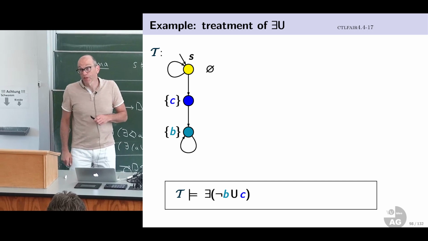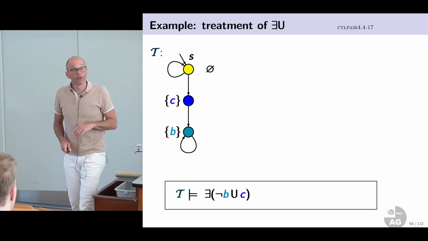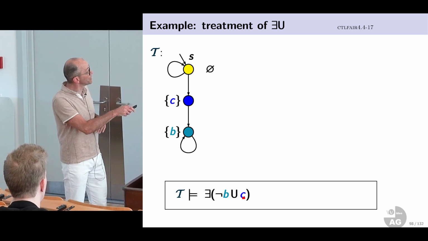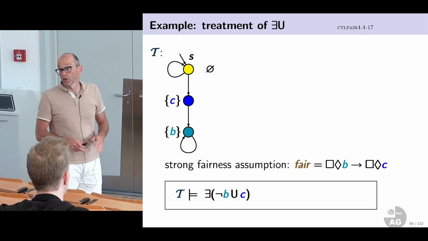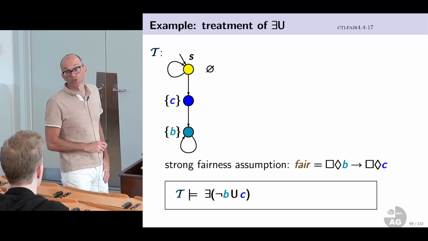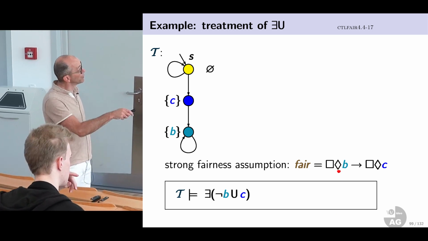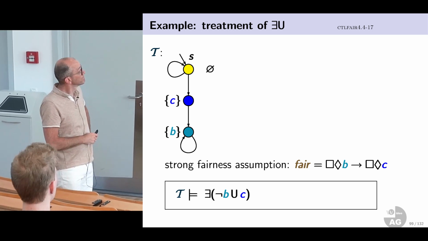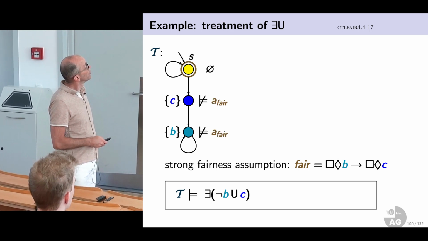Good. Same for until. Small example. Suppose this is my formula. Does there exist a path that reaches a C state via non-B states? Good. We're going to impose a fairness assumption. Let's assume this is a strong fairness assumption, the same as before. Infinitely often light blue means infinitely often C. Which states are fair? That's the first thing we're going to check.